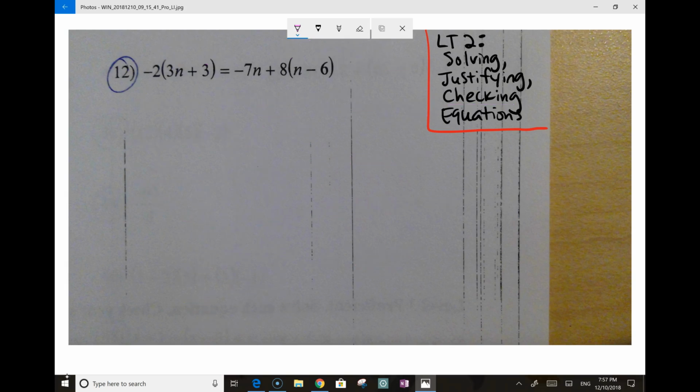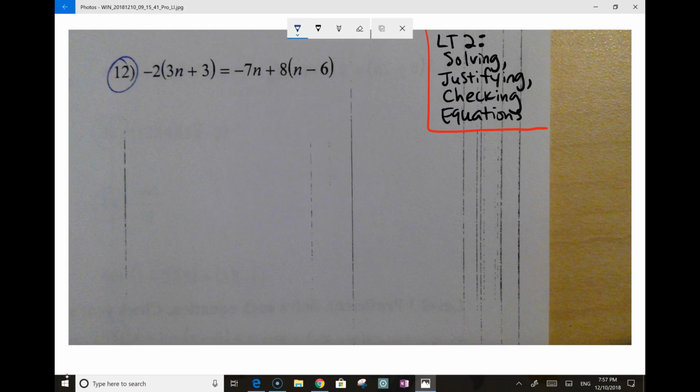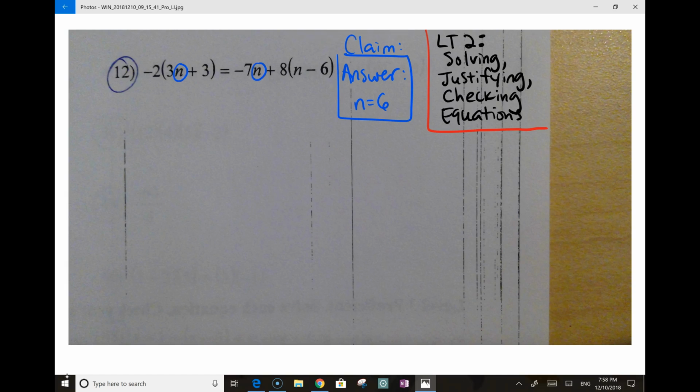So I'm going to get rid of all that. To check an answer is quite simple. All you have to do is take the answer that you have. So in my case, the answer was n is equal to 6. At least that's my claim. This is my claim. And so I need to check it. To check it, you simply replace all the variables with the number that you're claiming is the answer to this. So this becomes the following.